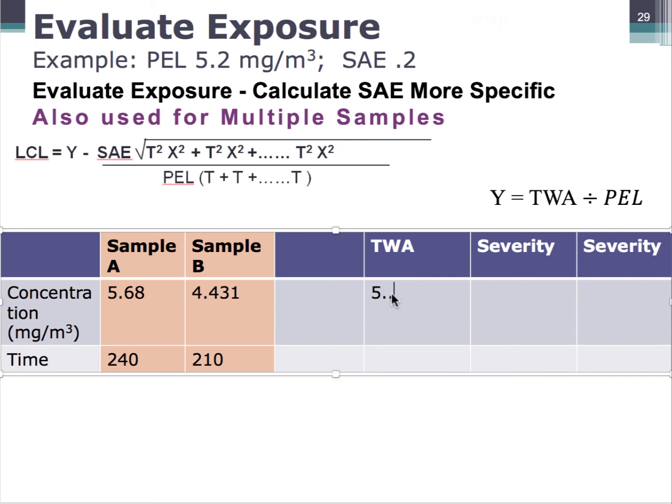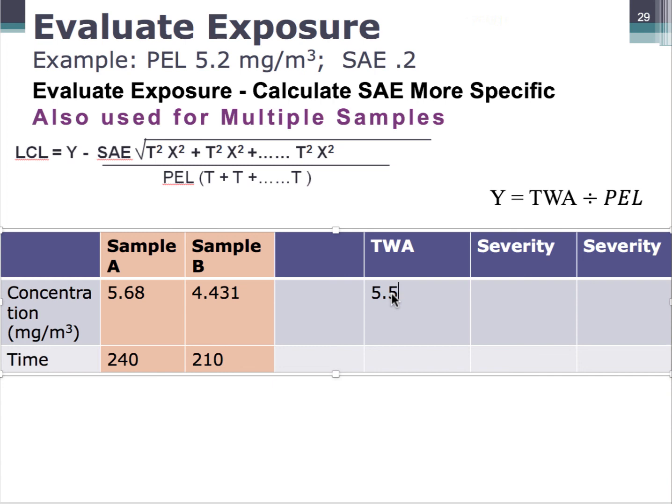So what we need to do is, our overexposure is plausible, but we need to do a more in-depth calculation. We can use this calculation when we have a possible overexposure. We can also use this calculation when we have multiple samples, and so I'm using it to show you both. In this calculation, we only need to calculate the lower confidence limit. We don't need to calculate the upper confidence limit.